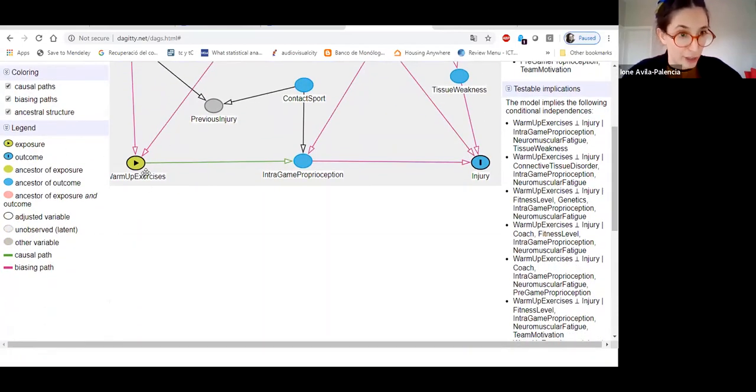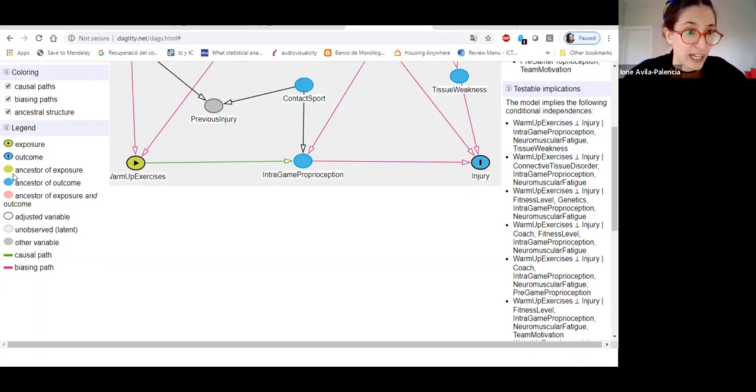So going back to DAGitty, I'm going to show you the options on the left, and I'm going to start from the bottom. A key one is the legend. The legend shows you how the different variables are represented. Here you can see that the exposure is represented in this green-yellow color with a black outline and this kind of play icon. In this example, the exposure is warm-up exercises. Then the outcome is represented in this blue color with an eye in the center. In the example, the outcome is injury.